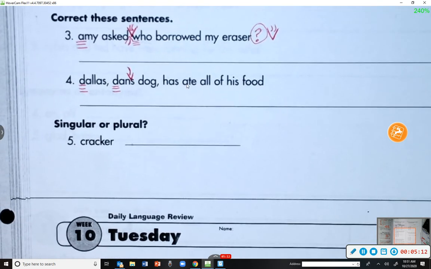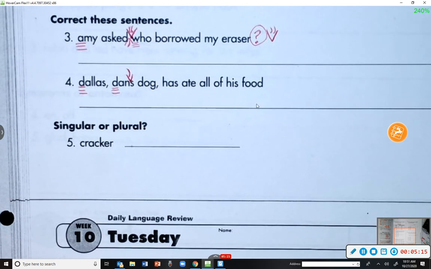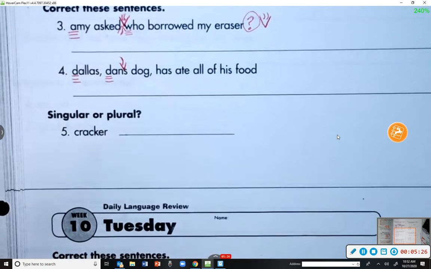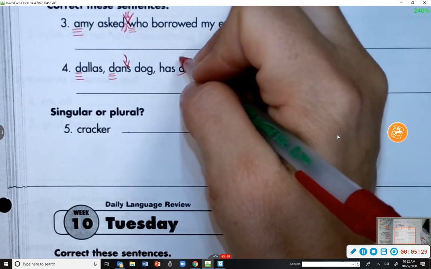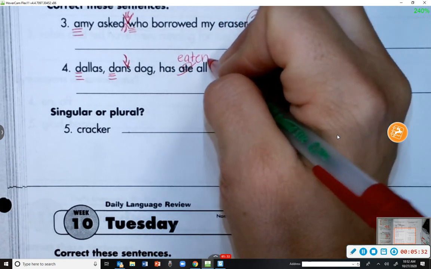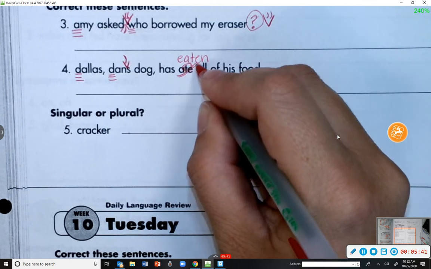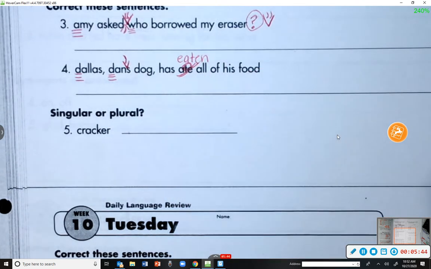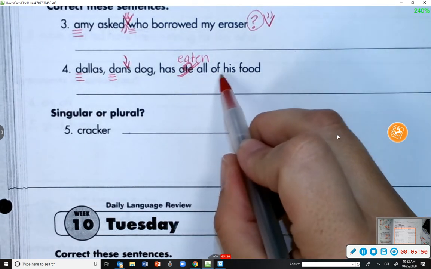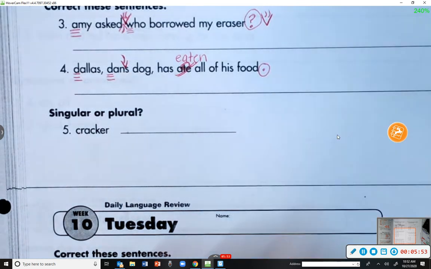Dallas, Dan's dog, has ate. Does that sound right? Has ate all of his food? No. Has what? Has eaten. Okay? So we want to cross that out, and we're going to put the correct word above it. Okay? So this little squiggle means you're deleting that word, and we're putting this word in replace of it. Has eaten all of his food, and then the period goes at the end.